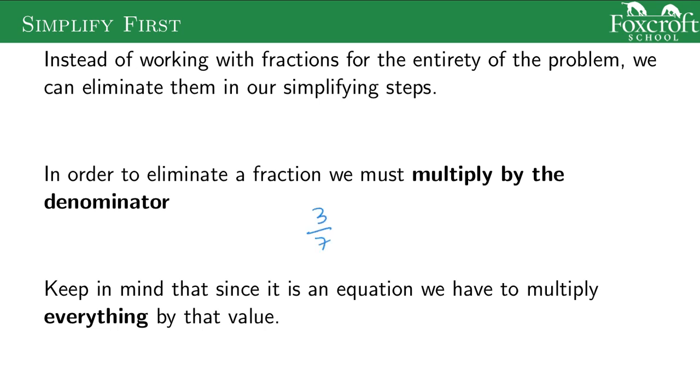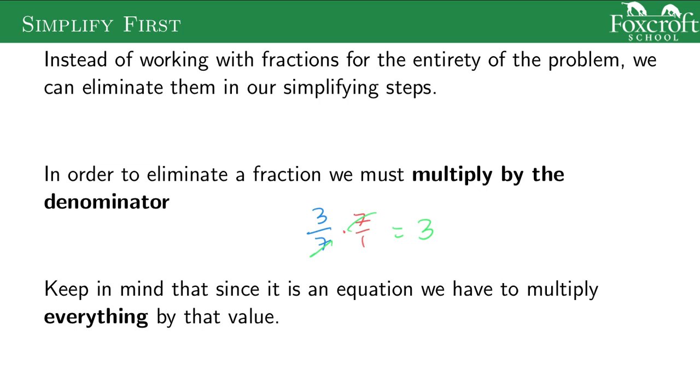In order to get rid of a fraction, say we had 3/7. If I were to multiply 3/7 by 7/1, or just 7, the 7s would cancel, and I would just get the whole number 3. So by multiplying a fraction by its denominator, the fraction goes away, and it just turns into a whole number. So that's our strategy. We're going to multiply fractions by their denominators.